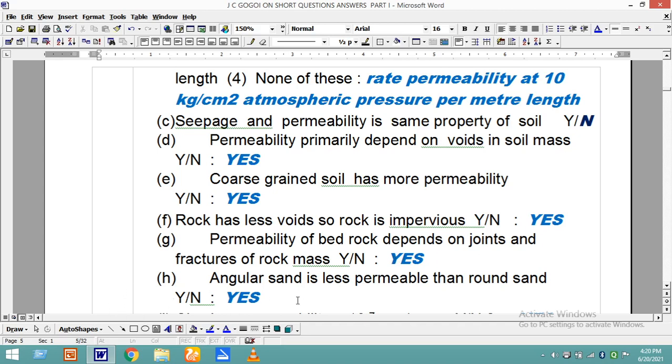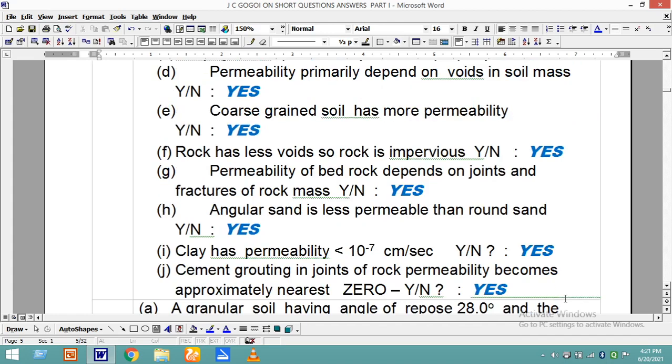Angular sand is less permeable than round sand. Yes. In angular sand, voids are less, and in round sand, voids are more. Clay has permeability less than 10 to the power minus 7 centimeter per second. Yes, it is almost impervious.